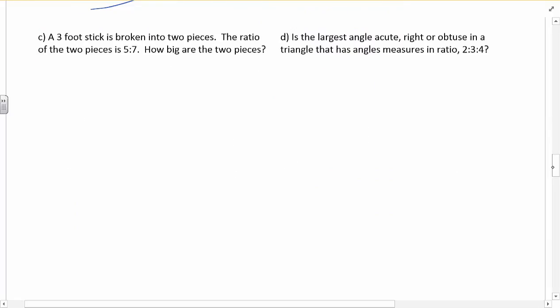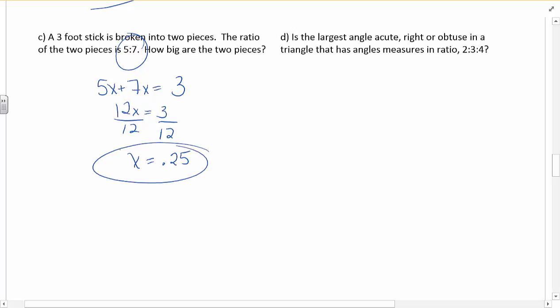Two more and I'm done. A 3-foot stick is broken into 2 pieces. The pieces are in a ratio of 5 to 7. How long are they? 5x and 7x add up to the whole 3-foot long stick. 12x equals 3. Divide by 12. And I get x equals 0.25. Each of the pieces is 0.25 feet or 3 inches long.